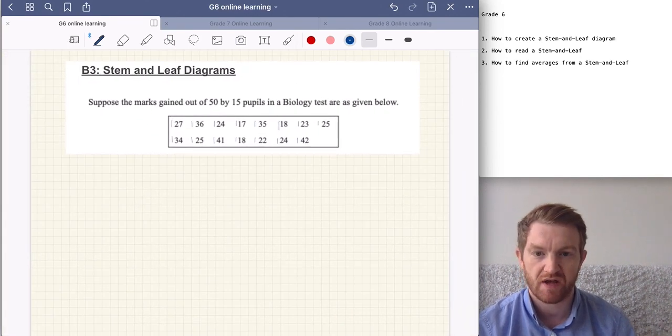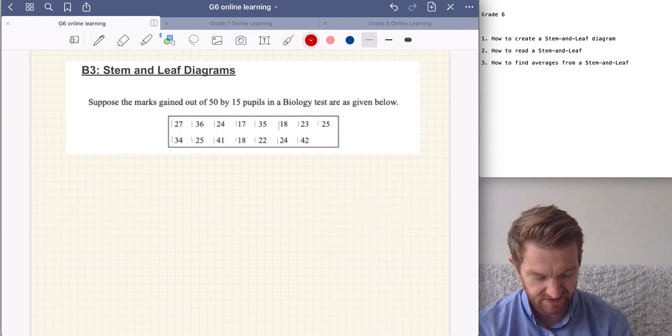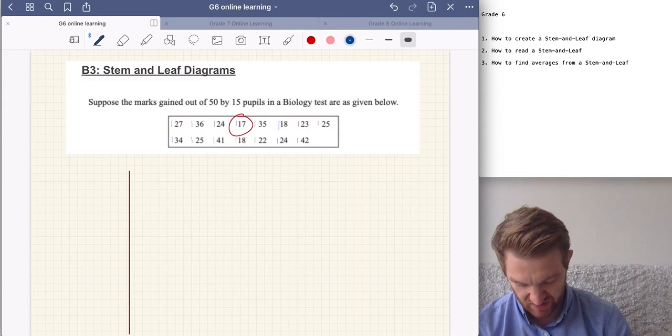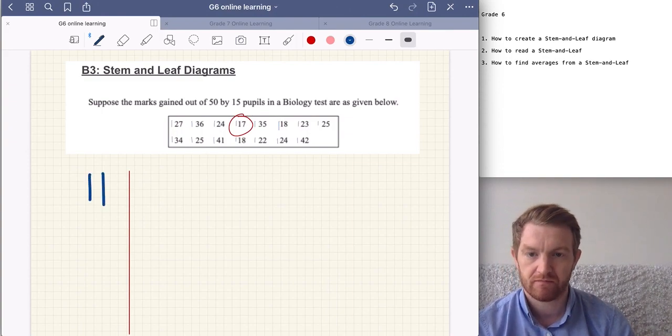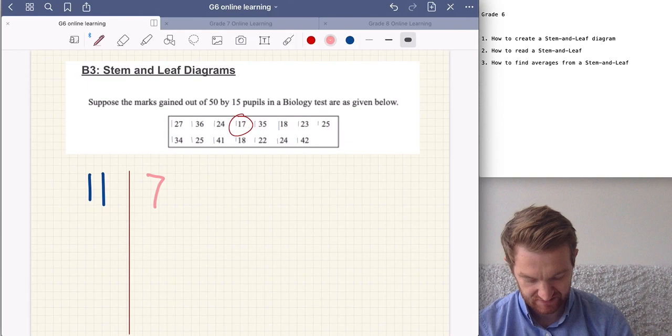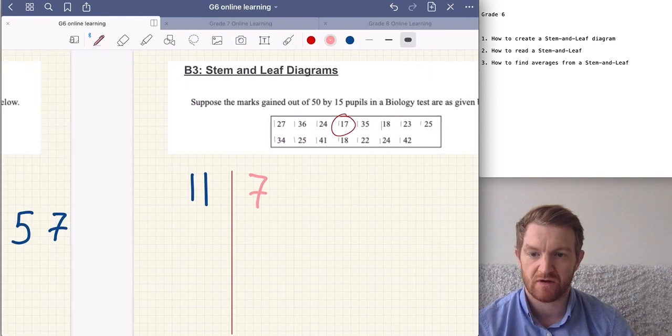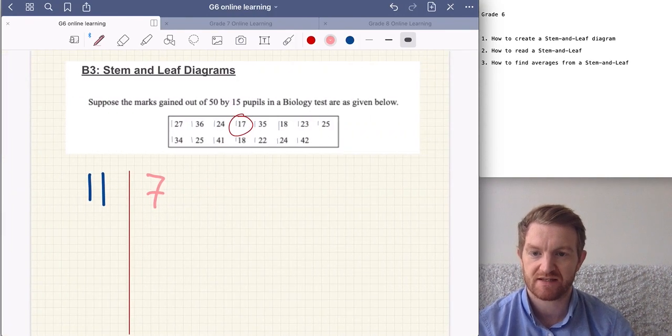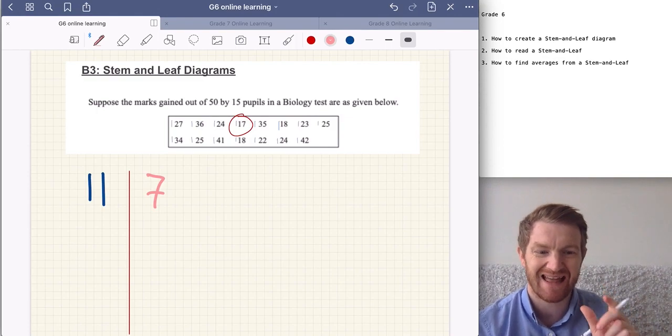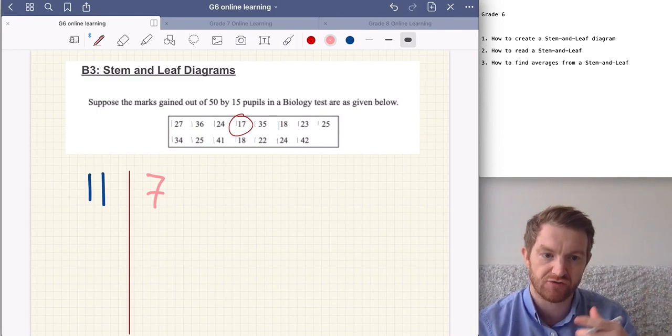So if we had this number with hundreds, we'd follow roughly the same format. But instead of putting the smallest number as 17, it would be 117. So our stem would be 1, 1, and the leaf would be 7. So as compared to 1 and 7, we just say it's 110. So it's still tens, it's just you've got 11 tens, 110.